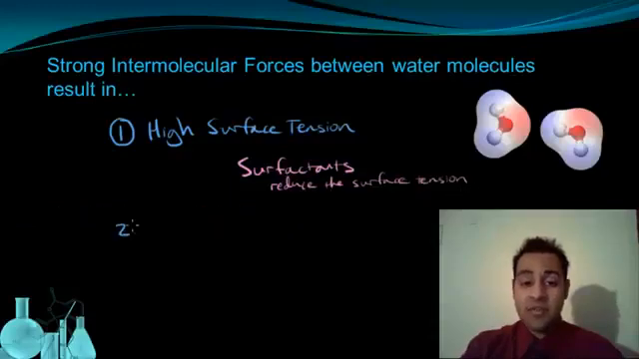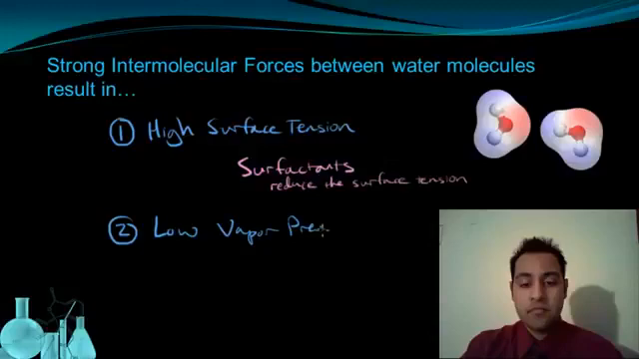The second property of water that distinguishes it, that is a result of these strong intermolecular forces, is the low vapor pressure of water. Remember that vapor pressure exists because molecules are able to escape from the liquid state and enter the gas state, and those gas molecules have a certain pressure over the liquid. The strong intermolecular forces between water molecules prevent water molecules from leaving the liquid surface and becoming a gas above it. And because it's difficult for water molecules to evaporate, we see a low vapor pressure for water.